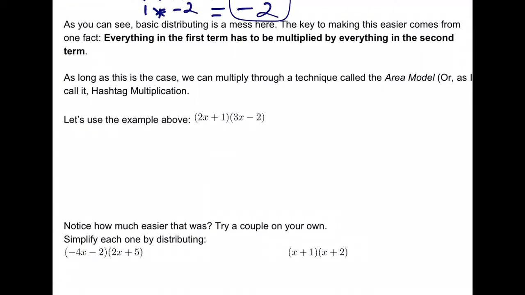The key to making this easier comes from one fact. Everything in the first term has to be multiplied by everything in the second term. As long as this is the case, we can multiply through a technique called the area model, or as I call it, hashtag multiplication, or the box method. Let's use the example above, the quantity 2x plus 1 times the quantity 3x minus 2.